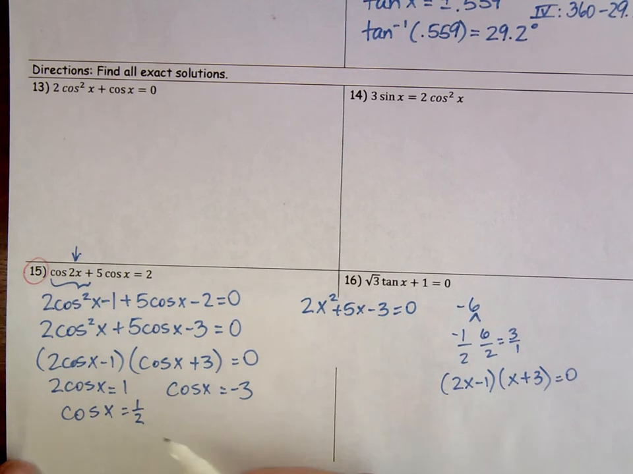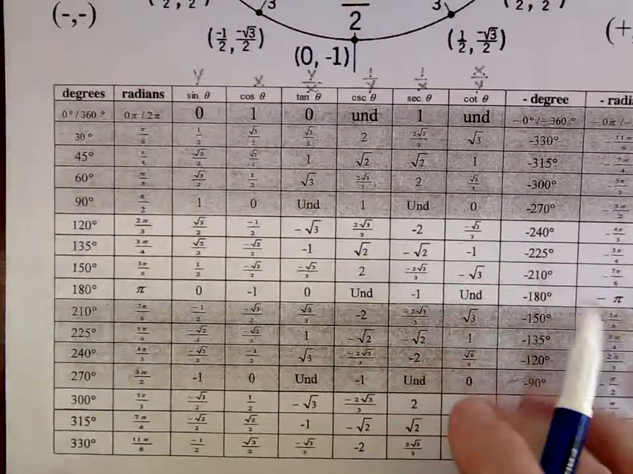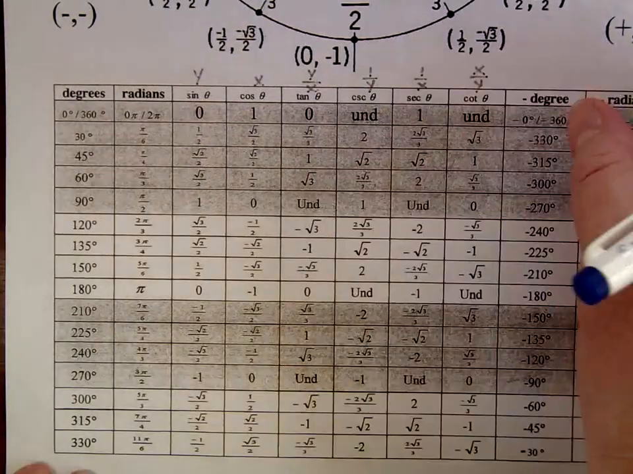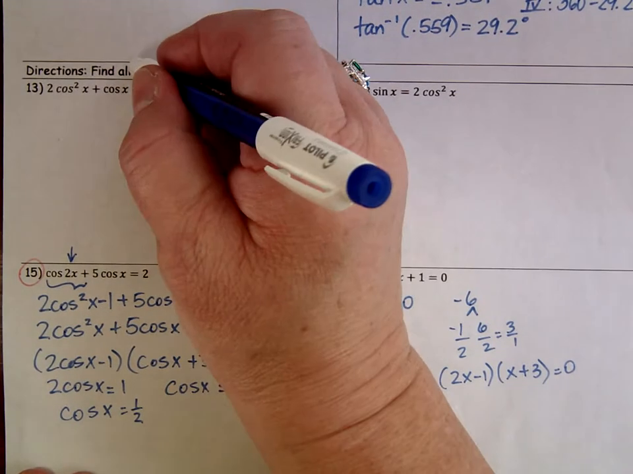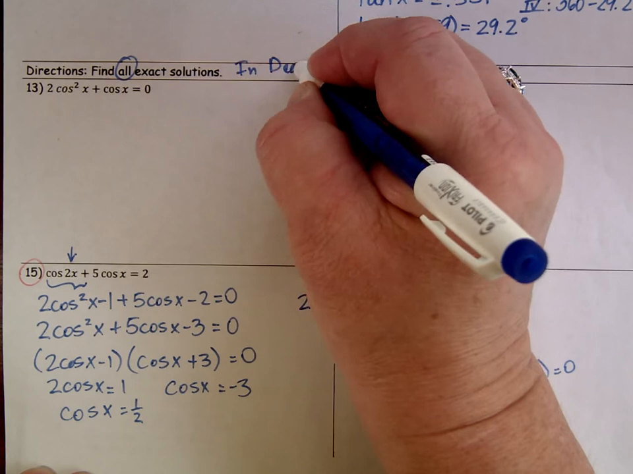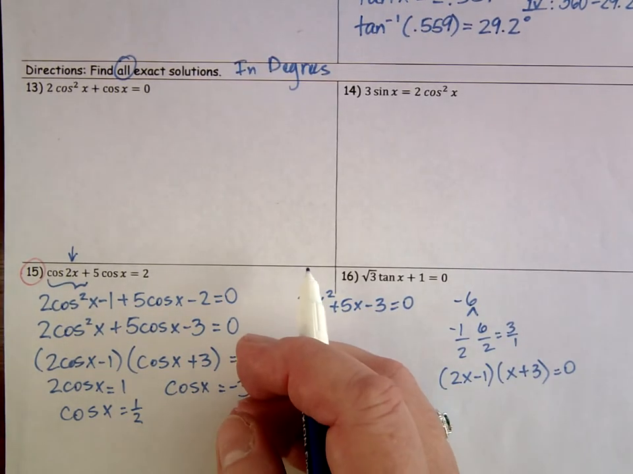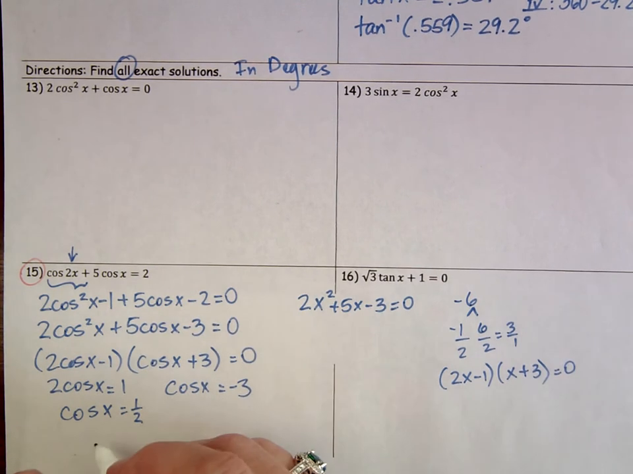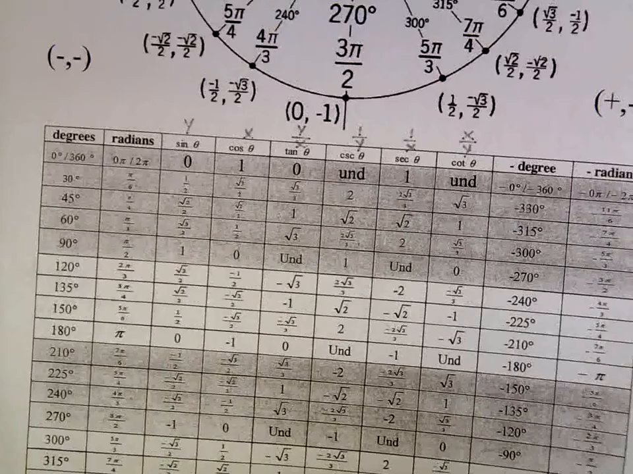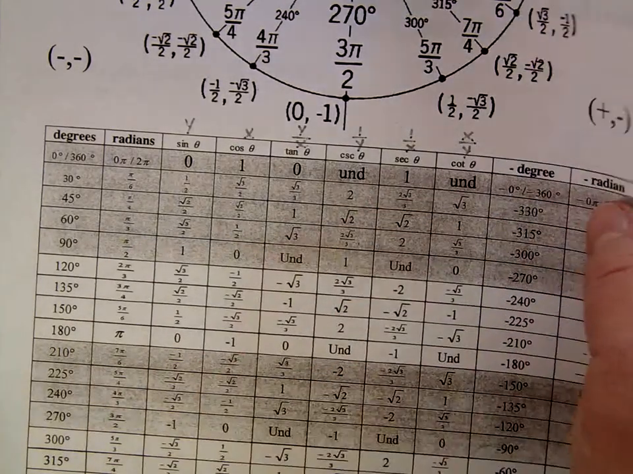All right, so cosine of x equals 1/2. If I go back to, that's a number that's on my chart. So cosine is 1/2. And by the way, watch the directions, right? This one's in all solutions, and we do those in degrees. I'll talk about the all solutions in just a second. But I want to know where in degrees is the cosine equal to 1/2. So I go to cosine is 1/2 at 60 and 300. So they're my two answers for this.